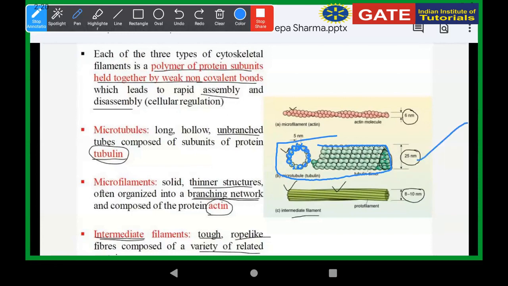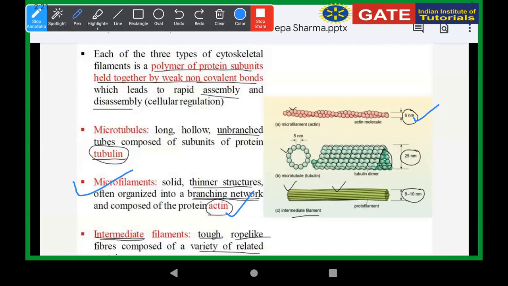Second one, microfilament. The microfilament is a solid, thinner structure. It is like a helical structure, a double helical structure. Not completely helical, it is like a helical structure. These are made up of long protein subunit chains called actin. Many actin proteins are joined together to form the microfilament. The microfilament diameter is just 6 nanometers. It is very thin and smaller.